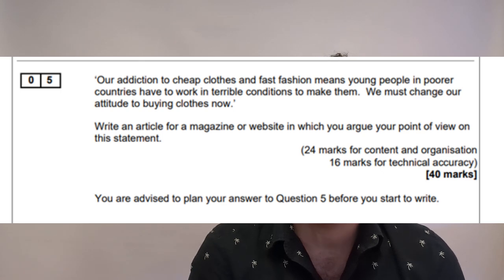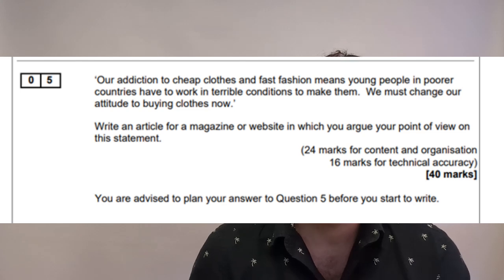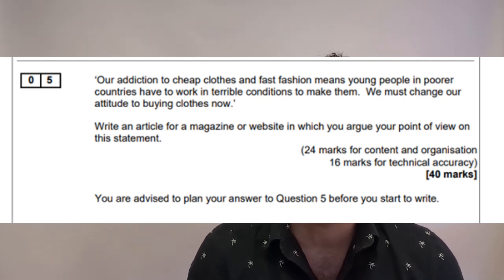Generally, you'll get a statement up at the top, and then you'll be asked to do a bit of writing about that statement. So in this one, a real exam question from the exam board: our addiction to cheap clothes and fast fashion means young people in poorer countries have to work in terrible conditions to make them. We must change our attitude to buying clothes now. Write an article for a magazine or website in which you argue your point of view on this statement.